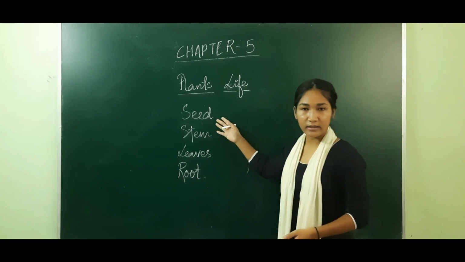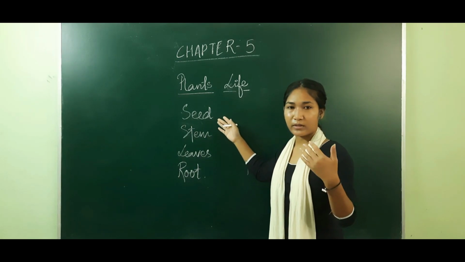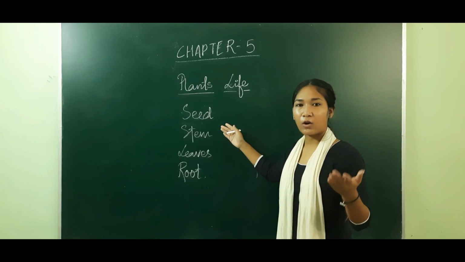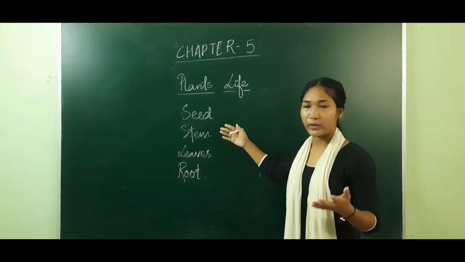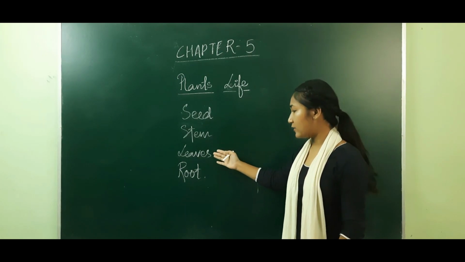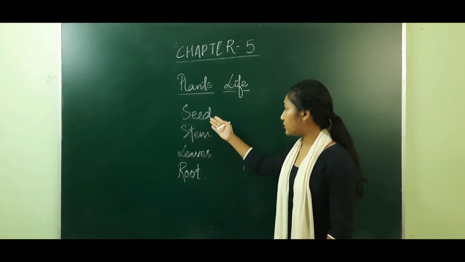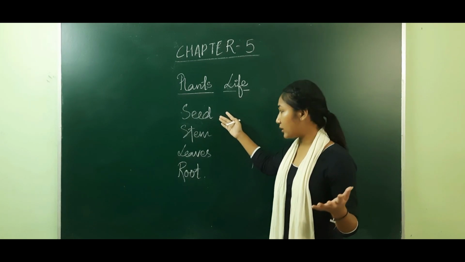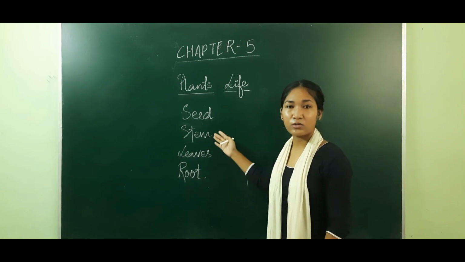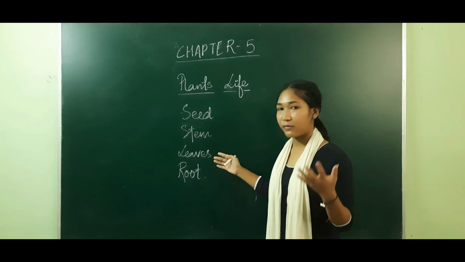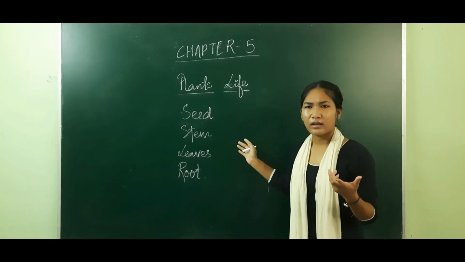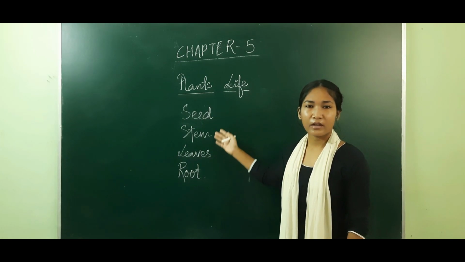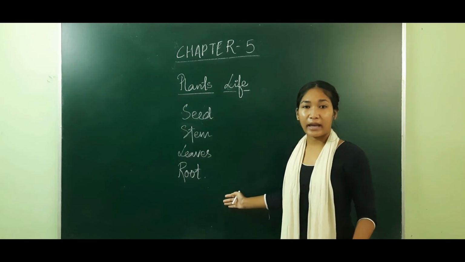For example, seed, which is very common. You must have seen plants reproducing with the help of seeds. But along with that, there are other ways such as stem, leaves, and root. The first way is very clear to everyone, but those three body parts of a plant are not common. So we'll be studying all the ways through which a plant can reproduce.